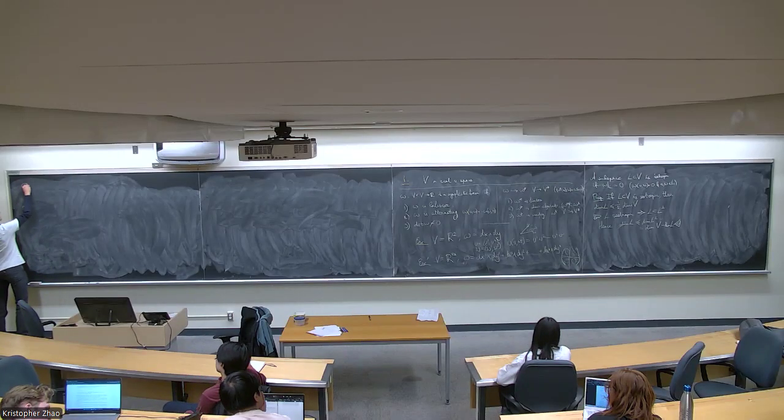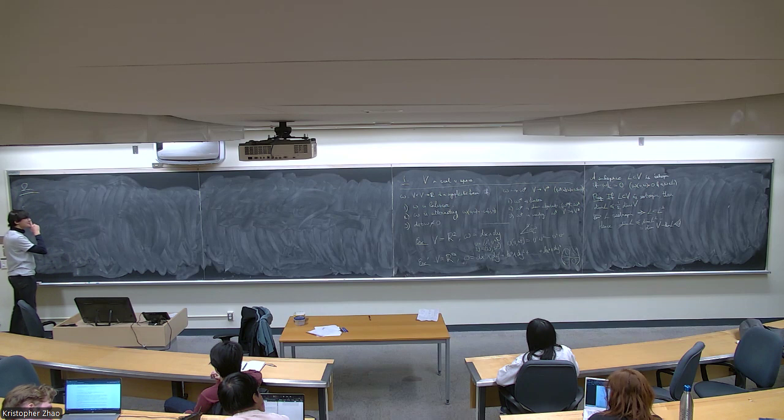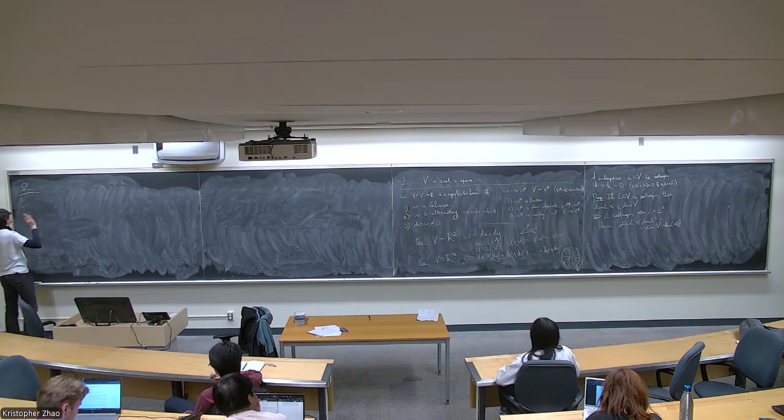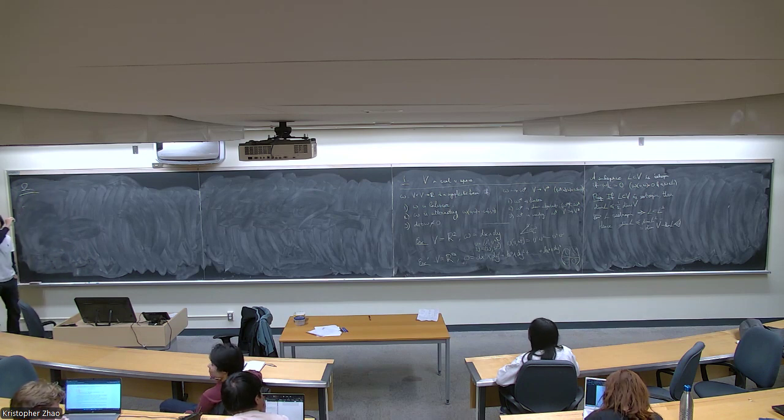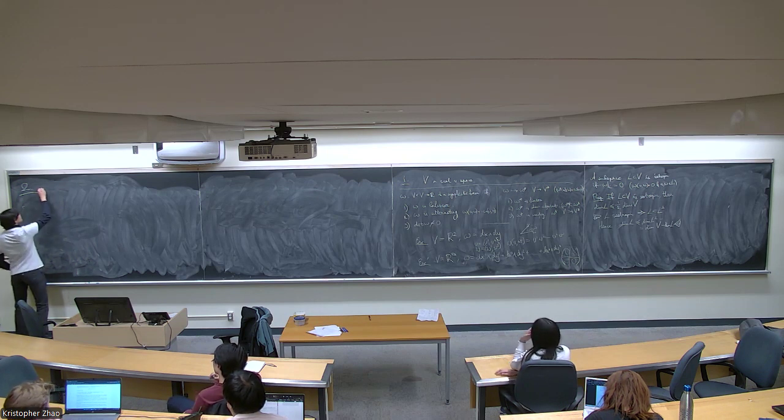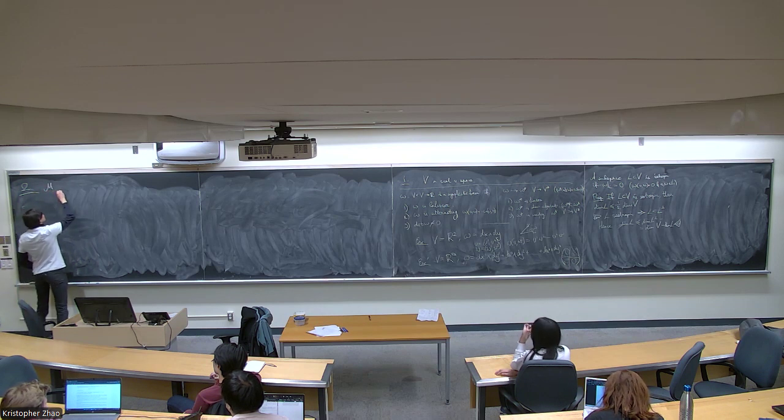So okay, what about part 2 of the 4 or 5? This is part 1. How many parts is it? Yeah, 4 or 5. Anyway, so let M now be a smooth manifold.